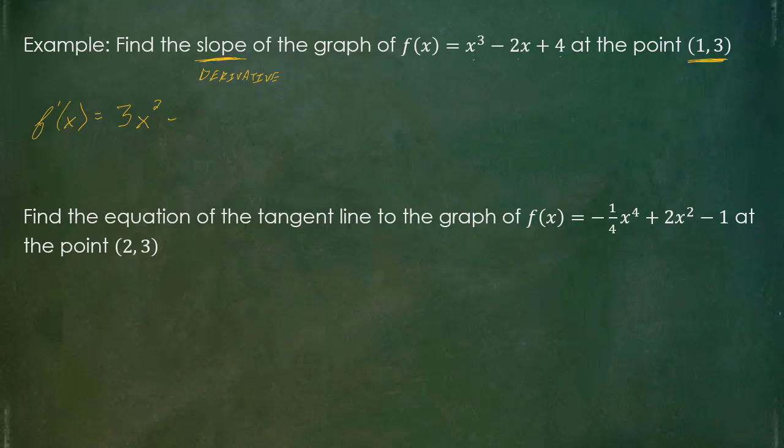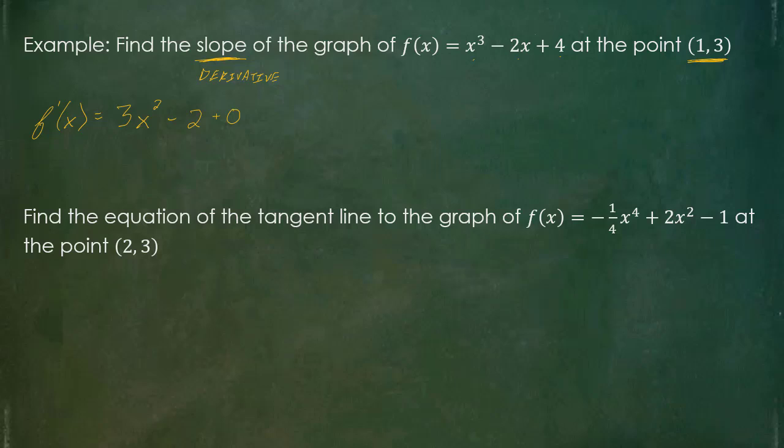Next term, 2 times x, that's just going to turn into a negative 2, because the power of 1 would multiply with 2 to stay 2, and then drop down to a power of 0, so that x to a power of 0 will just turn into a 1, and then technically add the plus 4, but since that's a constant, I'd end up with a plus 0.